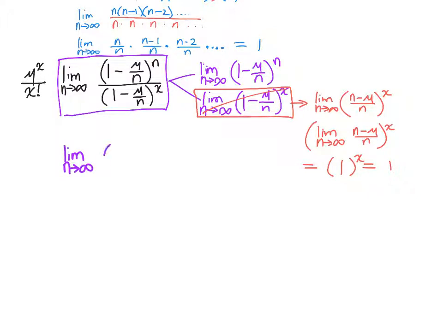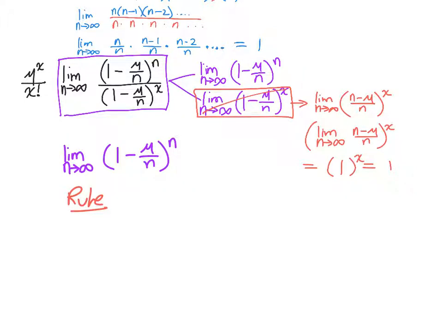Limit as n approaches infinity of 1 minus mu over n to the nth power. All right. So a rule from Algebra 2 and Pre-Calc that you've definitely seen before. It's just a question of how much time you spent with it. Well, the definition of e is the limit as n goes to infinity of 1 plus 1 over n to the n, right?